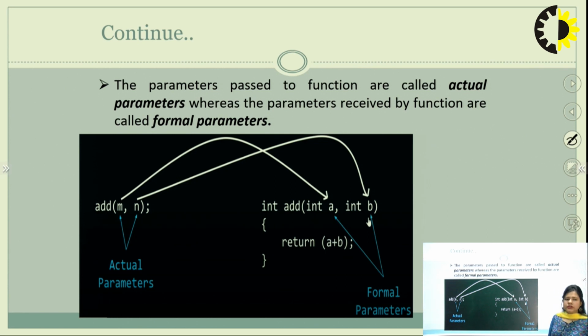A function calling looks like this: at some part in the program, you have declared and defined the function, but you need to use it. That usage, that invoking, is known as function calling. So when you write this statement, that means you are calling the function, and the program goes to wherever the function is defined.